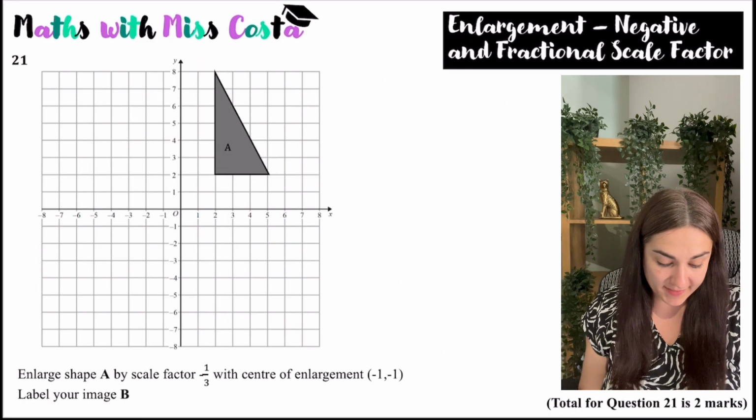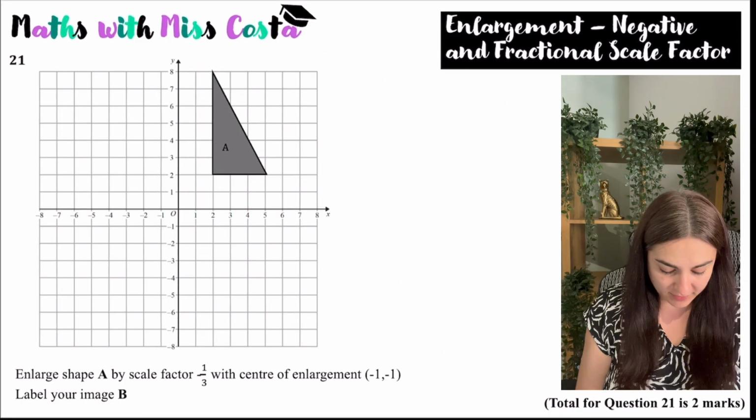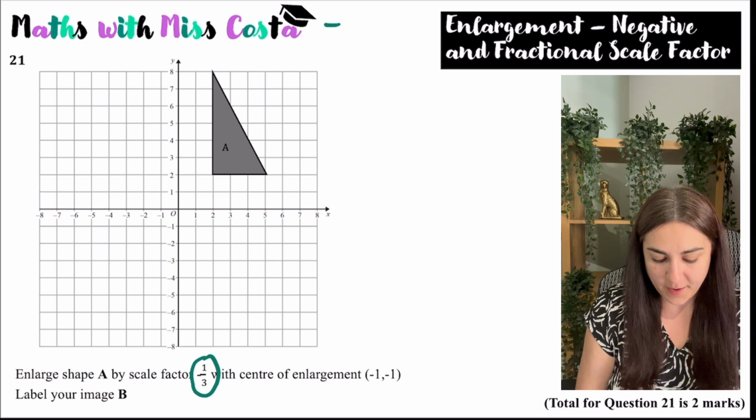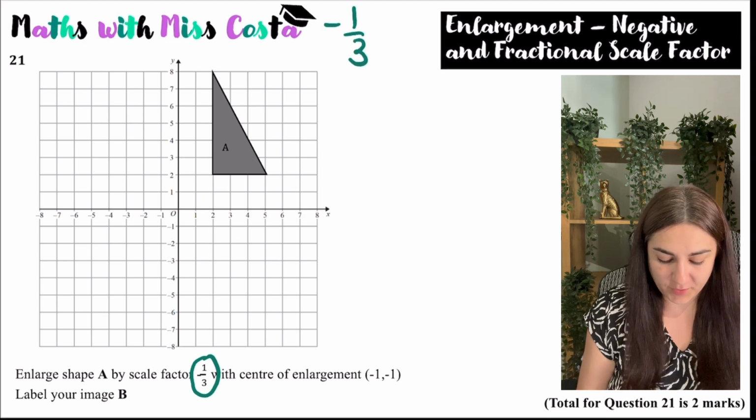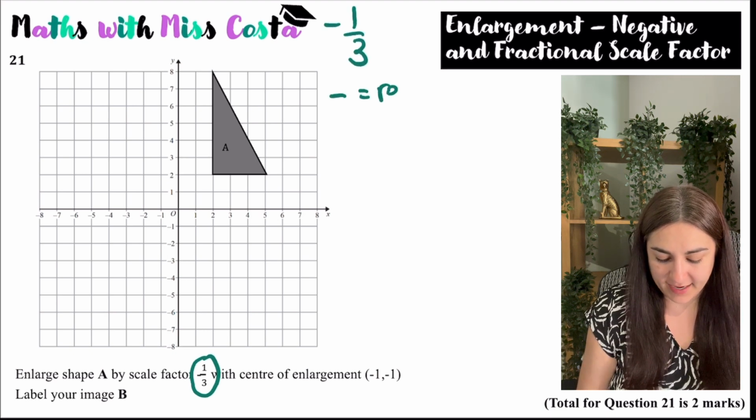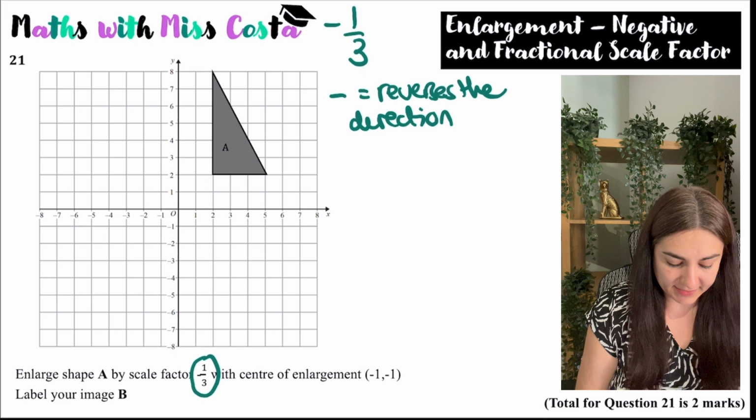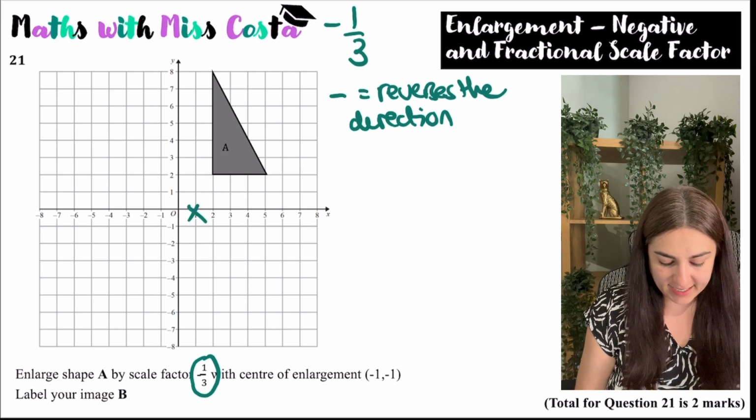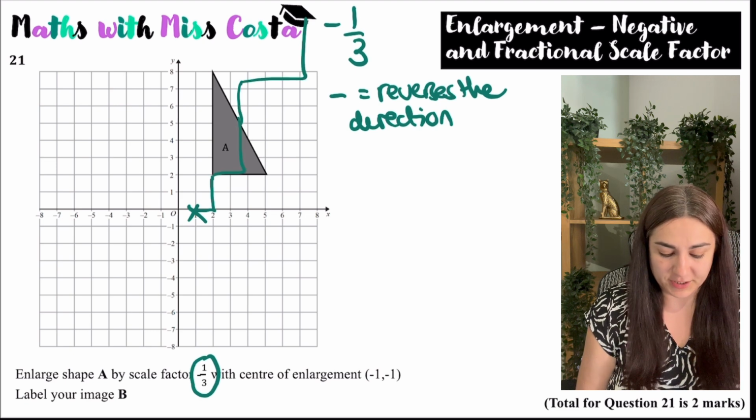Okay, so in this question, I've been given a shape and I've been asked to enlarge it by scale factor minus a third. If you get a minus scale factor, it reverses the direction. Normally when we're doing enlargements, we have our center of enlargement, let's say it's here, and we ask: how do I get from my center of enlargement to the shape? And then you enlarge it like that.